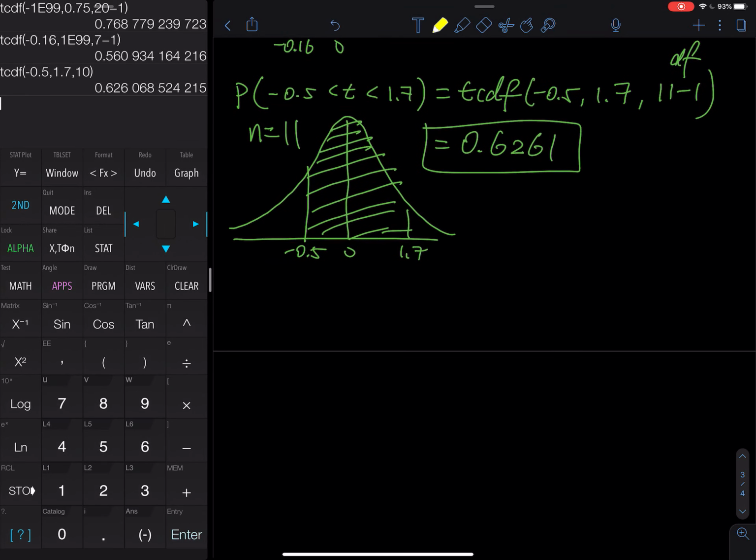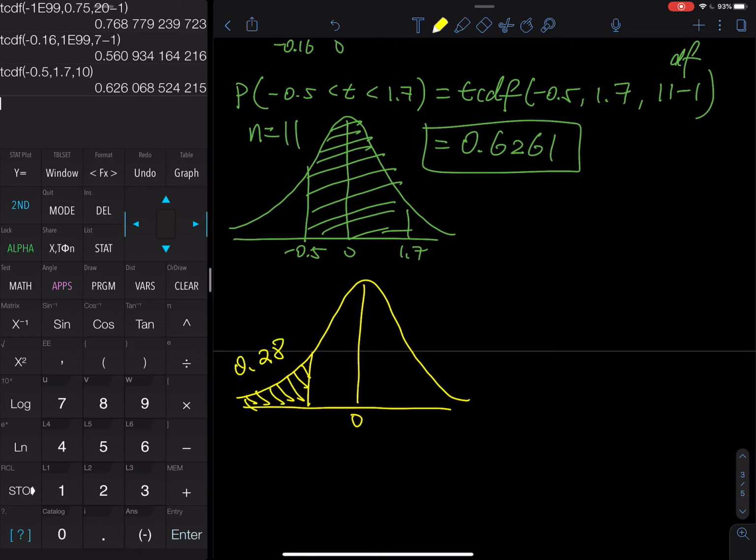Inverse t. So let's say I have this 0 right in the middle. I want to cut some area on the left. So let's say I cut right here. This is my area, and that is 28%. I want to find the cut. I told you how much I got. I told you how big the cut is. You have to tell me where to cut.